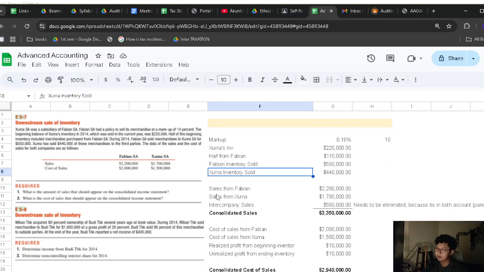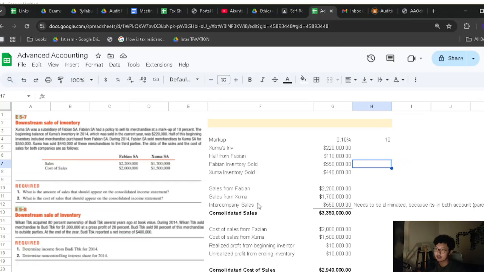So, by common sense, if we want to show the sales or cost of sales in the consolidated income statement, we should just combine these two: sales from both and cost of sales from both. But in this case it's a bit different. Some adjustments need to be made to these numbers because, first of all, Exuma has inventory and some of it came from Fabian, Fabian selling their inventory. And another thing is that Exuma has only sold 440 out of 550 of the inventory. So we're going to make adjustments because of that.